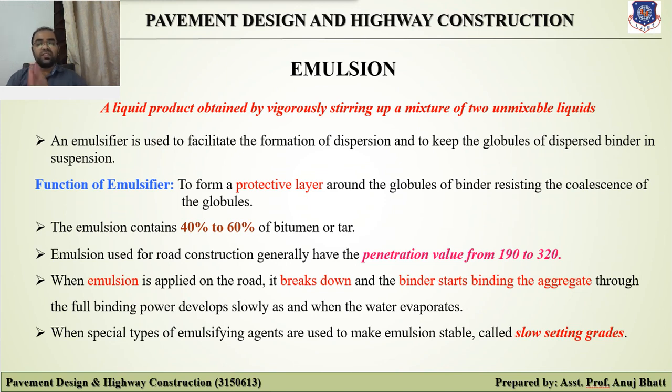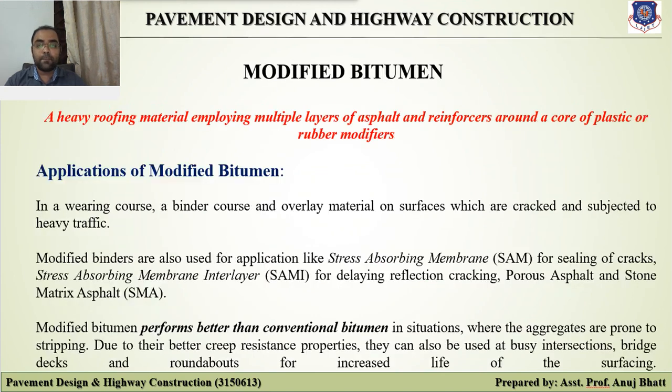Now, after understanding the emulsion, the next topic is modified bitumen. Now, what is modified bitumen? A heavy roofing material employing multiple layers of asphalt and reinforcers around a core of plastic or rubber modifiers.